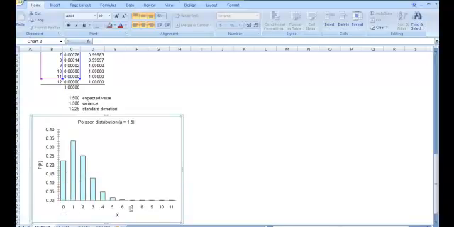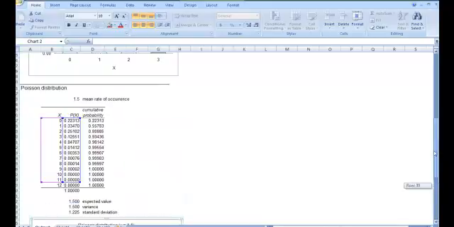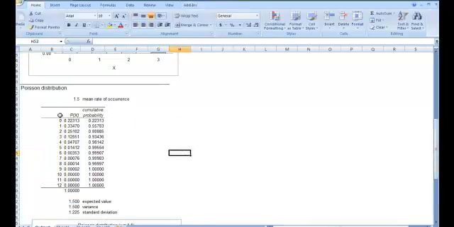1, 2, 3, 4, 5, 6, all the way to 11. And here's our distribution table. The values of x, the random variable, range in 100 pages from 0 to 12. The probability of 0 is 0.22313. And you can see all these individual probabilities.